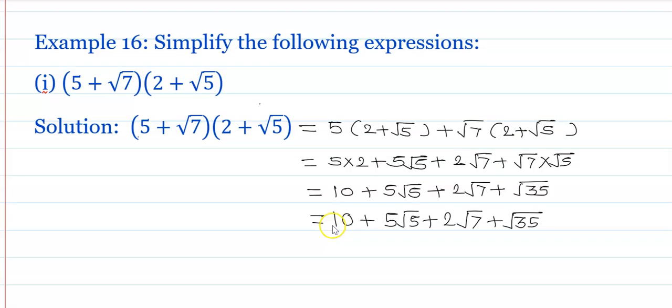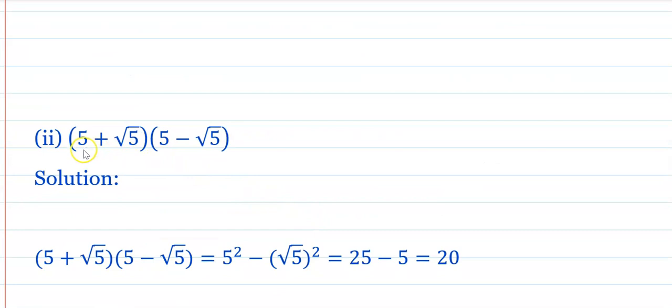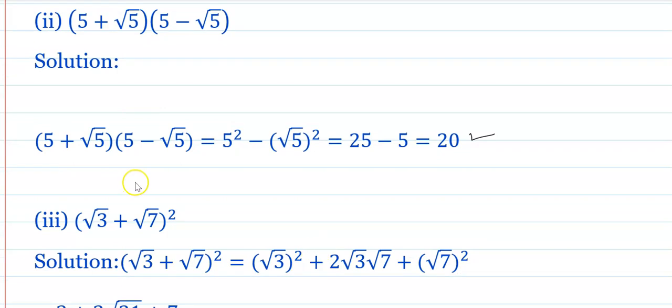Okay, now the next problem. 5 plus root 5 and 5 minus root 5. Again we will apply the formula a plus b, a minus b, then here you will get a square minus b square. 5 square means what? 25. Root of 5 square means what? 5, and their subtraction is 20. Therefore the answer is 20.